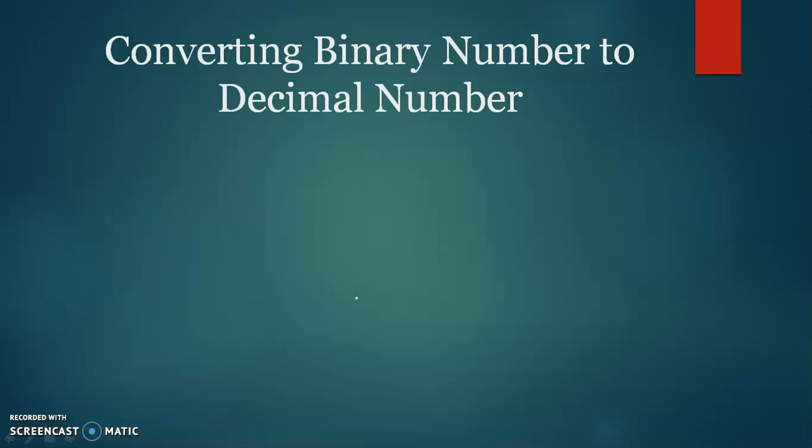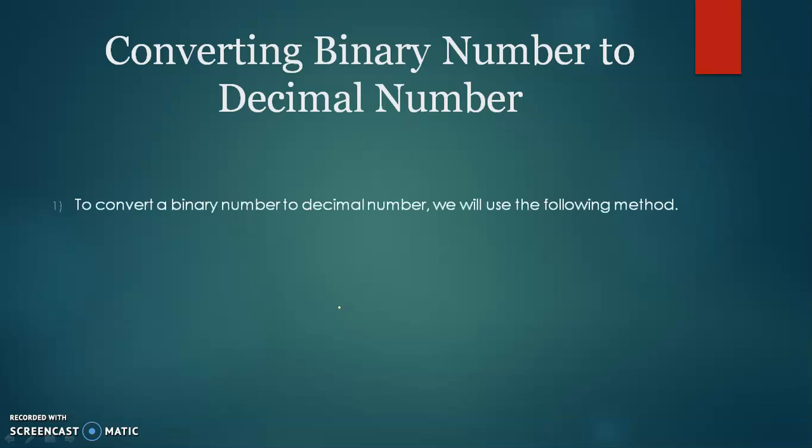In this video, I am going to teach you how to convert a binary number to a decimal number. As you know, a binary number is a combination of ones and zeros and it has a base 2. So, to convert a binary number to a decimal number, we will use the following method.